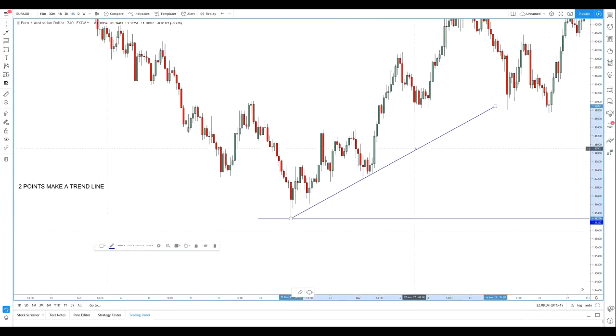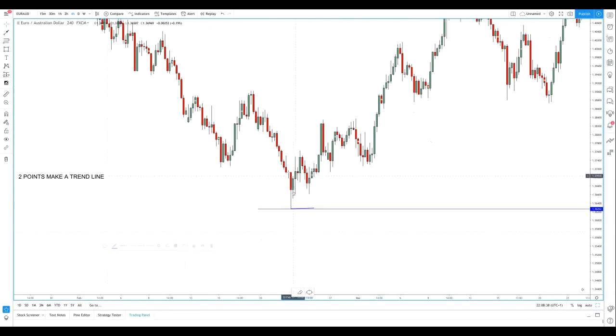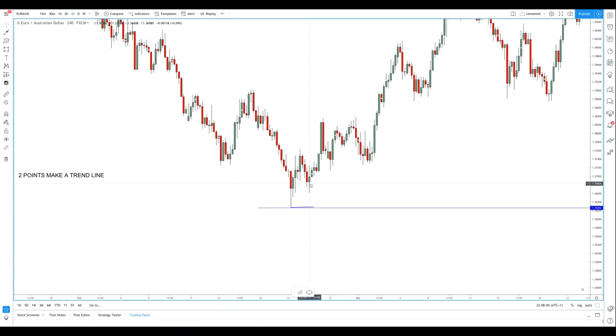So here we can see we've got point 1 here. Price pushed up, price came back down, pin bar, and we pushed back up. So you can see the direction changed here. So this is our second point, so we can put a trend line on here. There we go. So we've got point 1 and point 2.